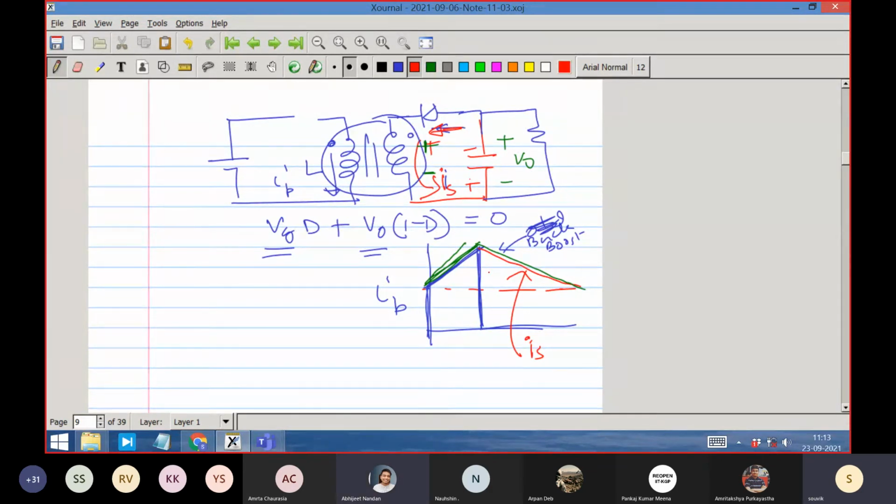Sir, the end of the capacitor which you have marked as positive is also grounded. So the other end will be negative. So how is the diode forward biased in this case? I could not understand it.